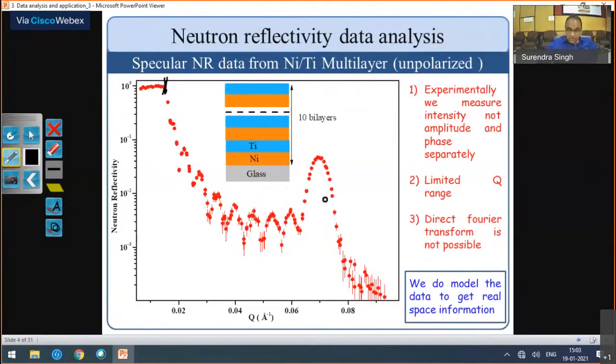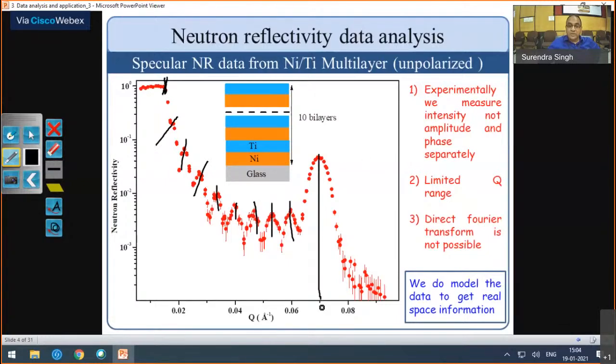The sample is a multilayer. Now you see you have these Kiessig oscillations, and you can count them: 1, 2, 3, 4, 5, 6, 7, 8. Yesterday I told you it is n minus 2, where n is the number of bilayers. So we have 8 here, so we'll have 10 bilayers. If you see the Bragg peak Q range, you will come to know the bilayer thickness.